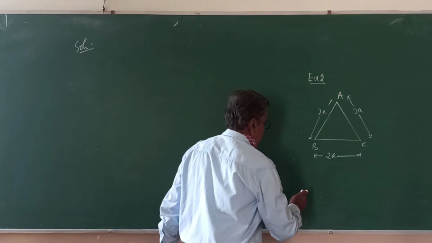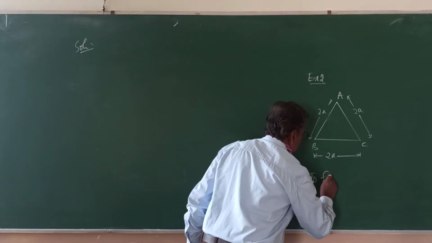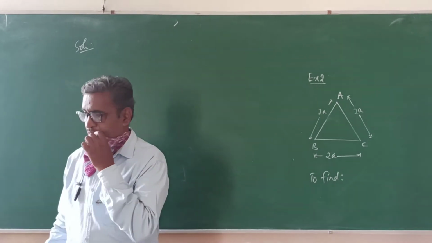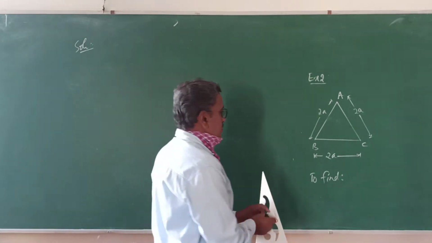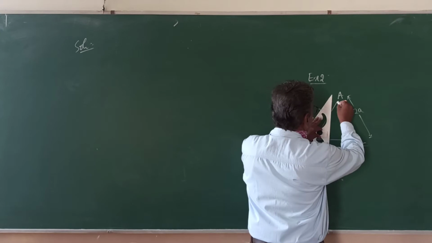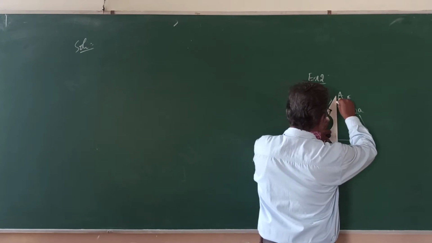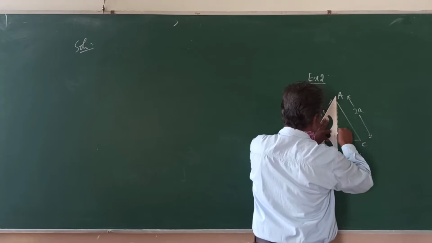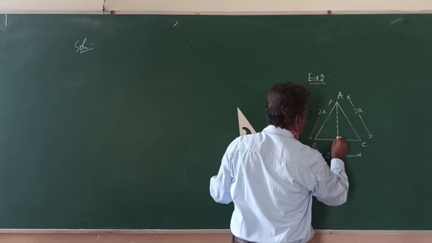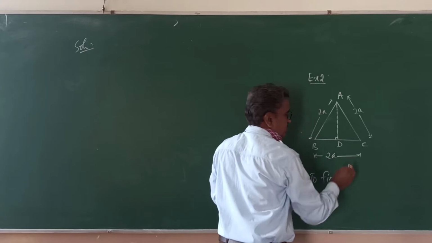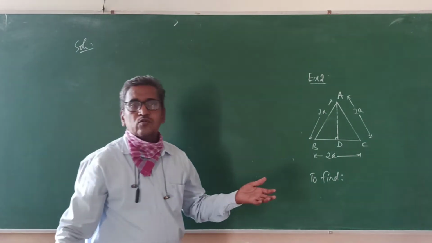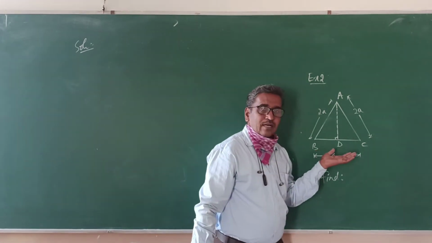Find the length of the altitude. Altitude means exactly the height of the triangle. It goes from the vertex to the base, and it must be perpendicular. AD is the altitude. How many altitudes can be drawn? Three altitudes can be drawn in an equilateral triangle.